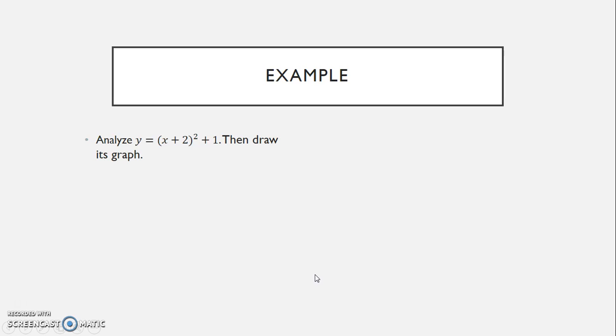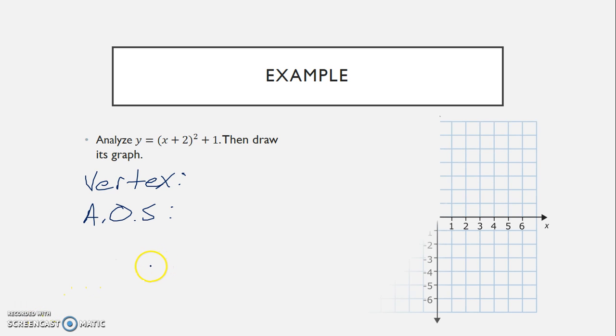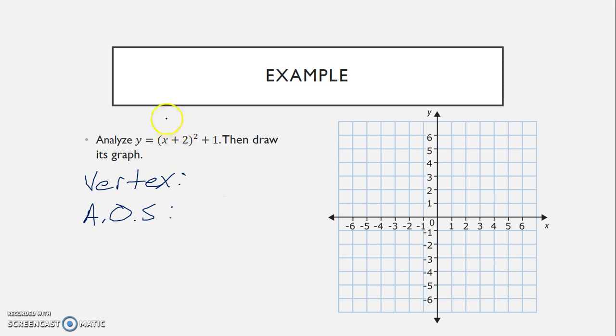All right, so let's look at this example. Analyze y equals (x plus 2) squared plus 1, then draw its graph. So what we're going to do here is find its vertex, and we're going to find its axis of symmetry. And then based on those two pieces of information, we're just going to make a quick graph. So we need a coordinate grid. Remember, it's y equals a times (x minus h) squared plus k. So let's start with our vertex.